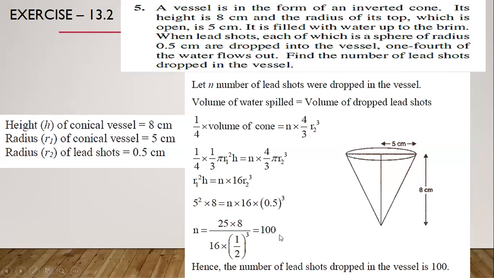We get 100 to be the value of n after calculation. So hence the number of lead shots dropped in the vessel is 100. So in this vessel, if we drop 100 lead shots of radius 0.5 centimeter, then 1/4 of the water will be spilled out.